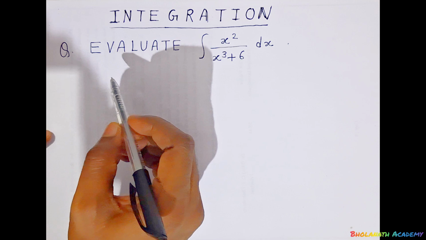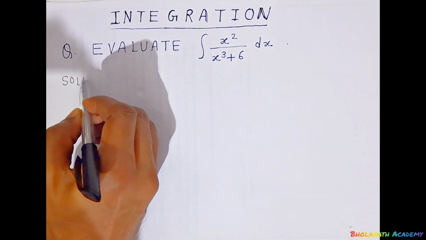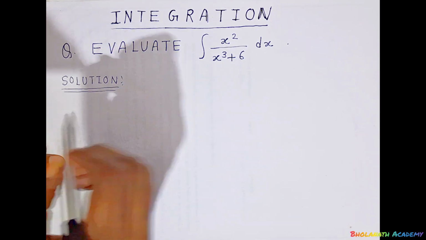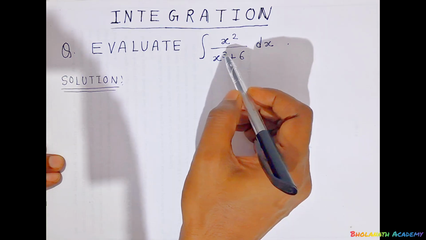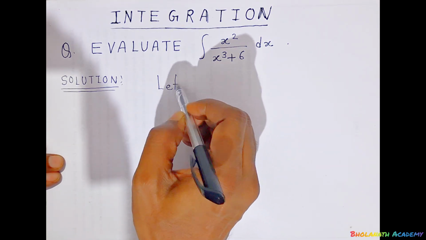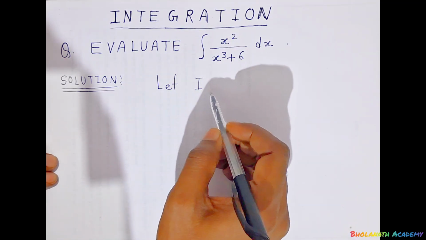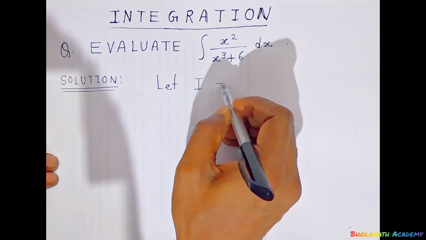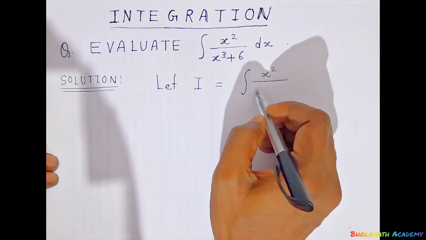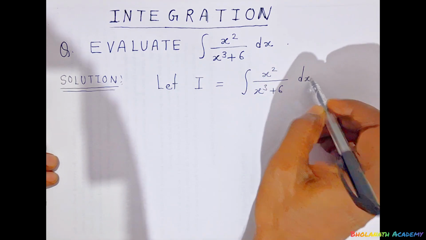So how are you going to write it in the board examination? You have to start with the solution. You should write "Solution". This way you have to start the answer. The integration is given, students. For that we assume let I, capital I, denote the integration. We are going to integrate this function, that is integration of x square divided by x cube plus 6, with respect to dx.